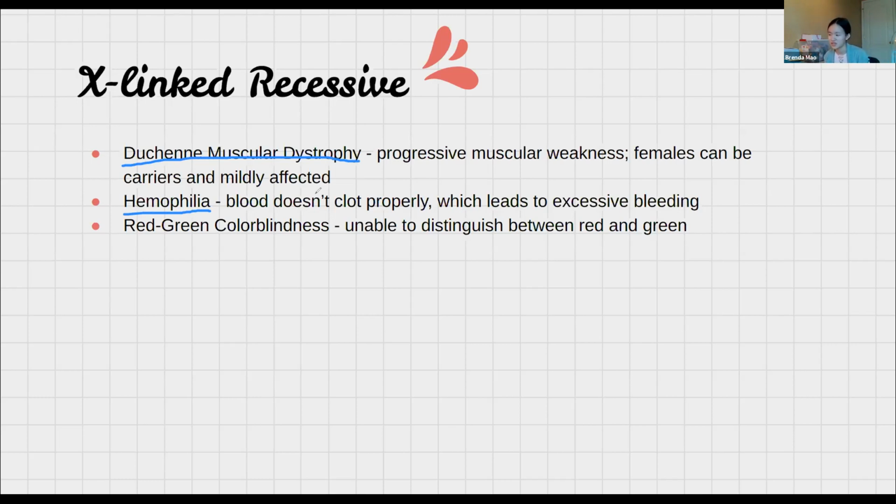A famous example of this would be Prince Alexei Romanov, if I'm pronouncing that right, who was Anastasia Romanov's brother. He was miraculously cured by Gregory Rasputin, but I don't know if that really worked.